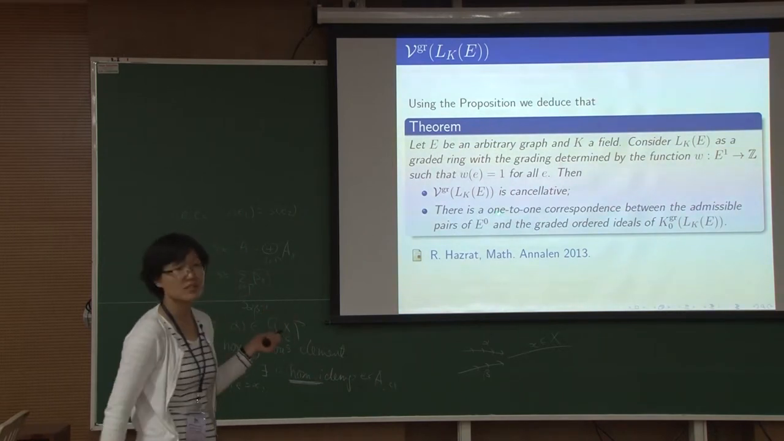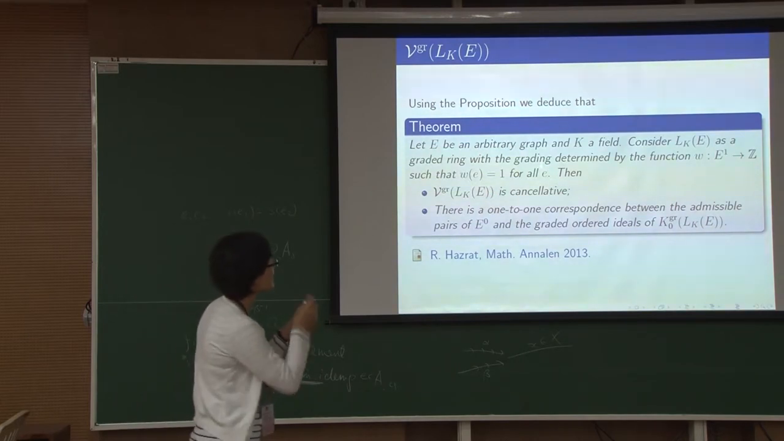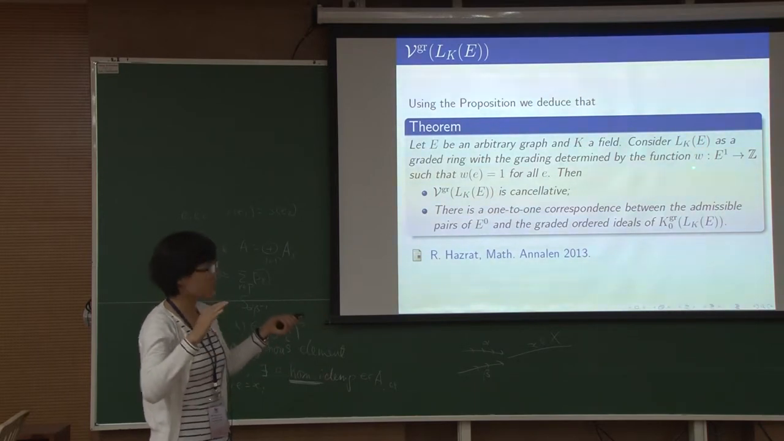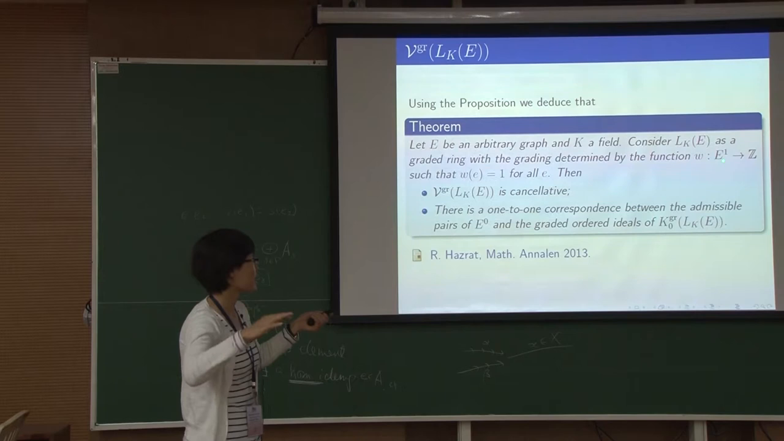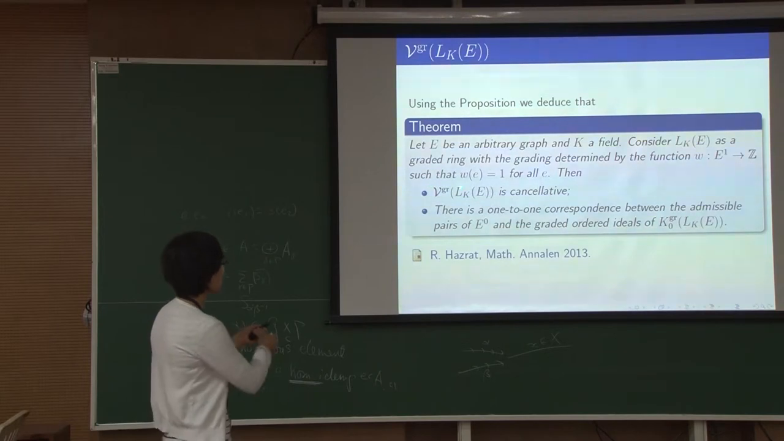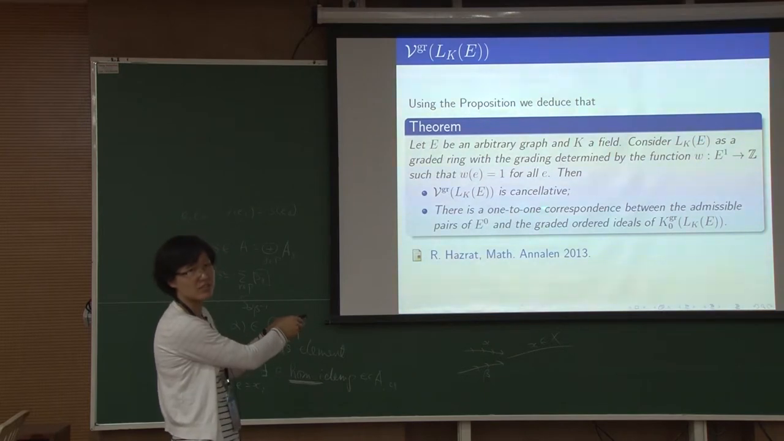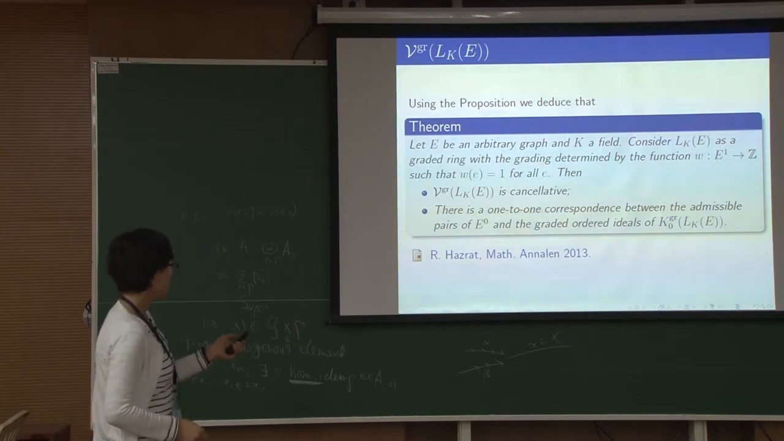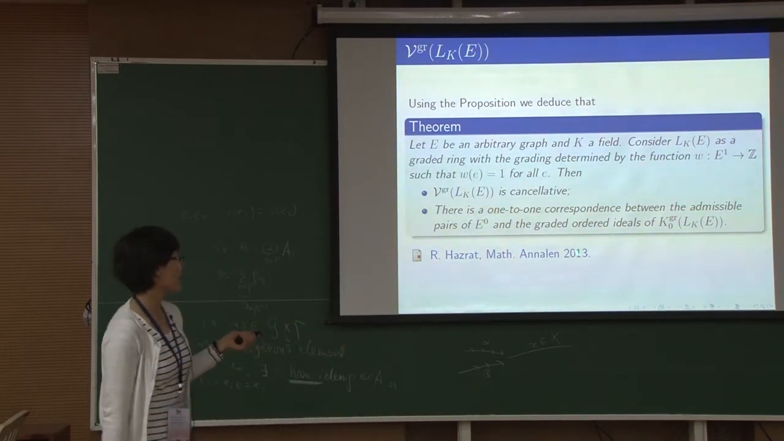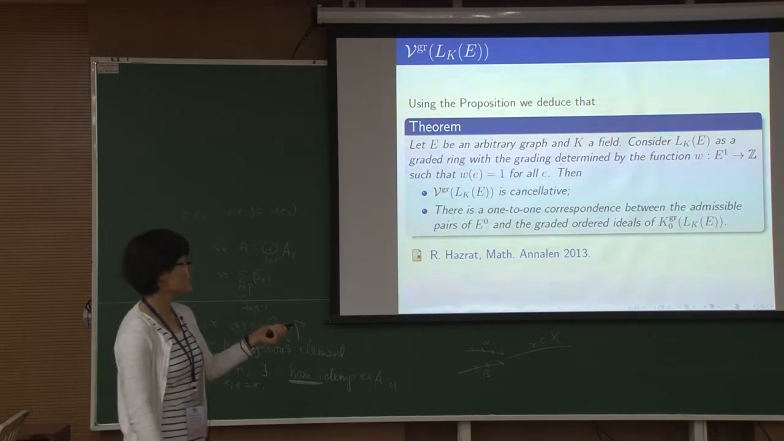Using the proposition, we can have this result. So for any graph E, we can see the Leavitt path algebra is a Z-graded algebra. The grading is given by the length of paths. So in this case, we have that the graded monoid for the Leavitt path algebra is cancellative. And also, we can have a one-to-one correspondence between the admissible pairs of E0 and the graded order ideals of the graded Grothendieck group of a Leavitt path algebra.